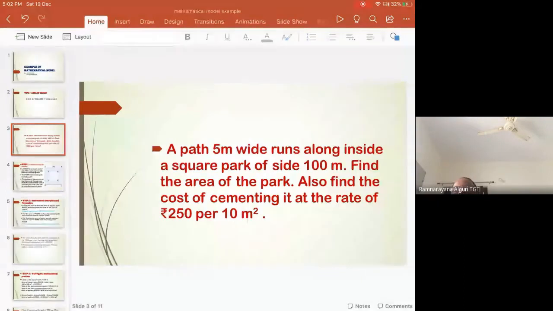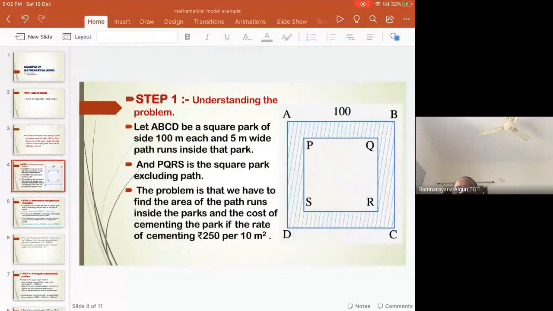One thing that we have to find is the area of the path, and also we have to find the cost of cementing it, and the rate is given, that is rupees 250 per 10 meters square. So first step is understanding the problem. The figure is given: ABCD is the square park, and each side is 100 meter. The shaded portion, as you can see here, is 5 meter wide, which runs inside the square park.